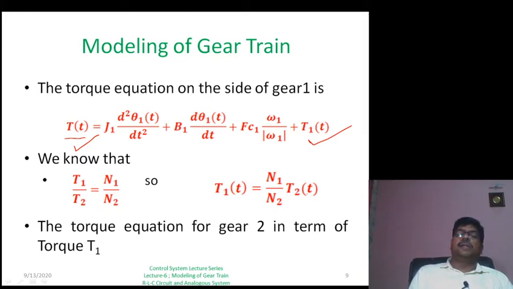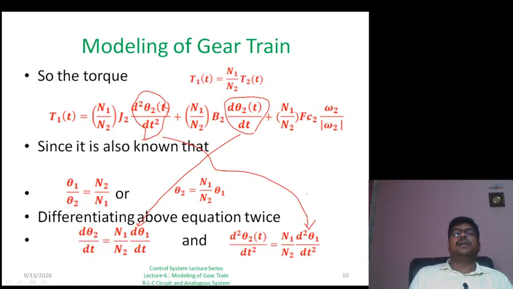So, the torque equation for gear 2 in terms of torque T1. So here, as we know T2, and now multiplying by N1 by N2, we will get the expression for the T1 torque, and that is transformed to the T1 side.